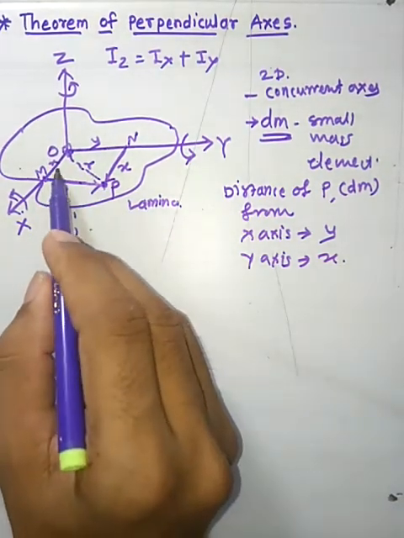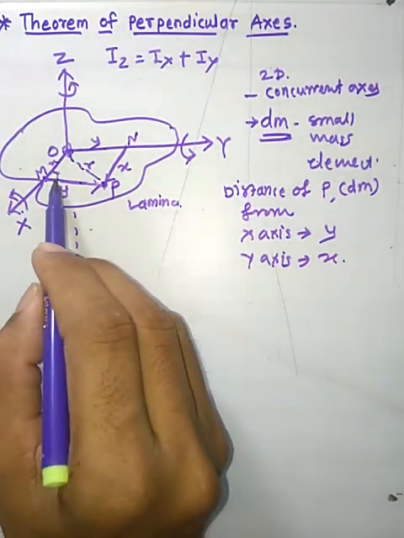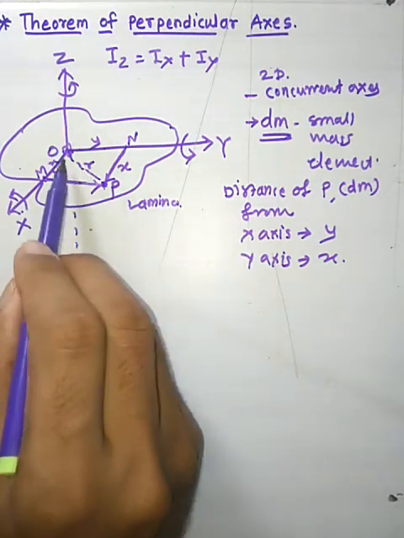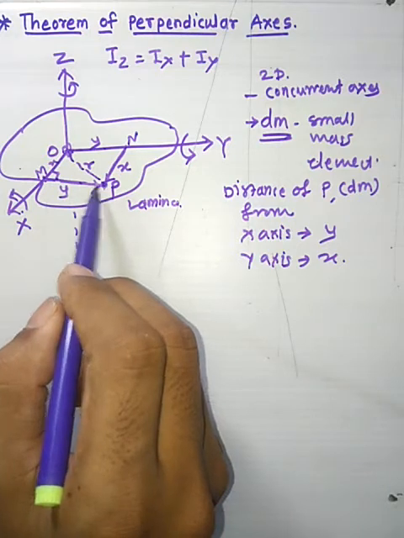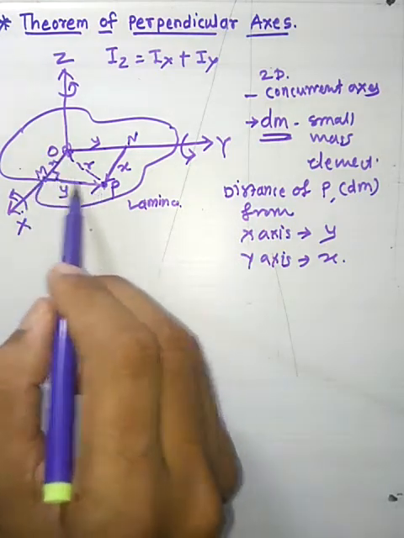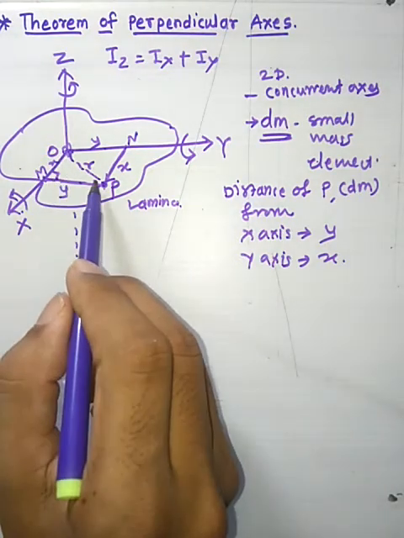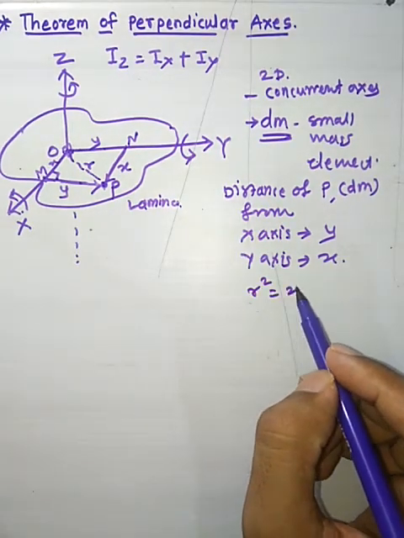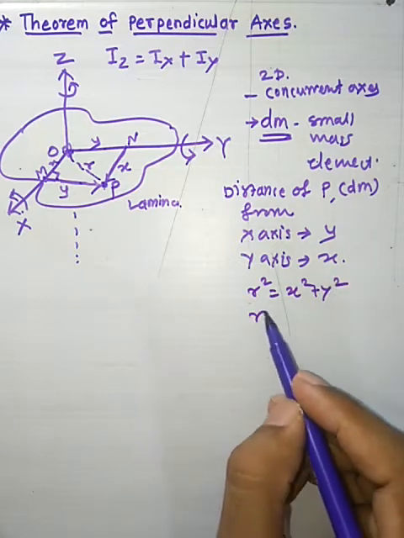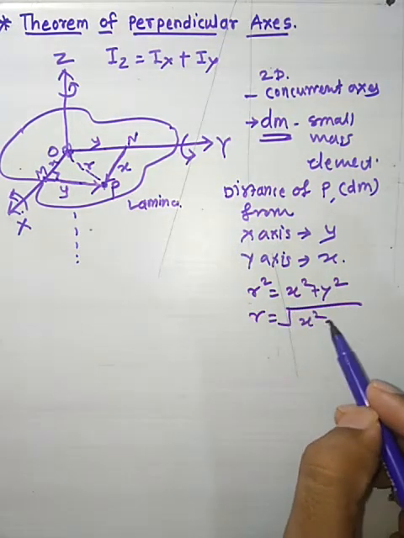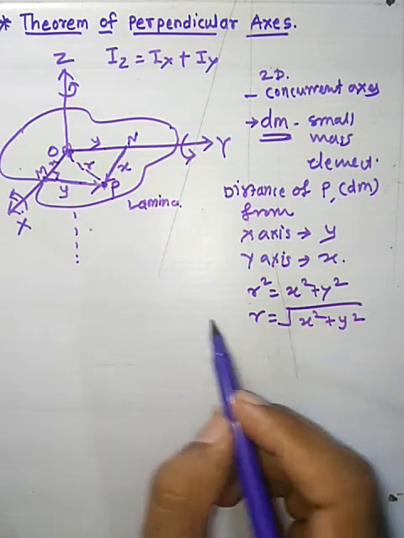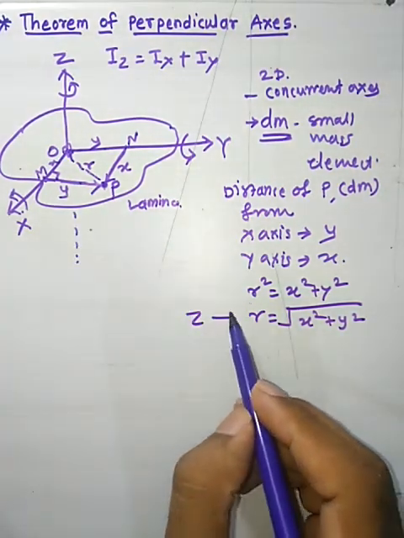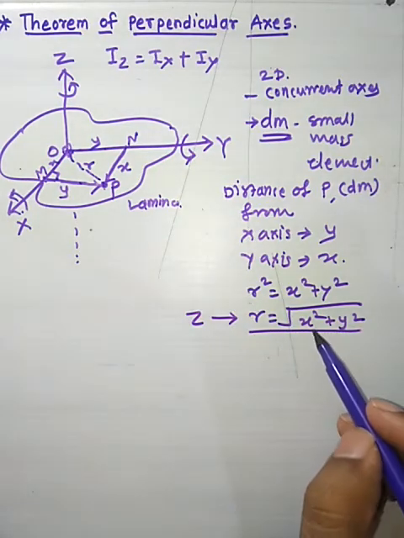So how is it calculated? It is calculated by using trigonometry or the resultant of these three vectors. If you see this triangle OMP, it is a right angle triangle, so we use Pythagoras here. So r square is equal to x square plus y square. So r is equal to square root of x square plus y square. So from the z axis the distance of point P is r, which is equal to square root of x square plus y square.